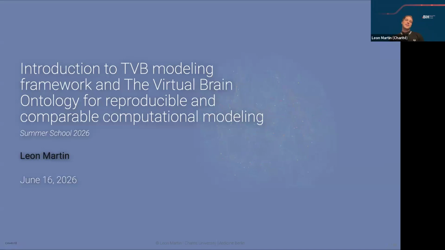We're going to do an introduction on the framework of the virtual brain, so-called TVB, and also go a little bit into the virtual brain ontology, what it means to define the domain of brain network models for reproducible and comparable computational modeling. So we're going into detail on how those models work, how we set them up, what the mathematics behind them is, what the theory behind is, and we go also a little bit into the applications.